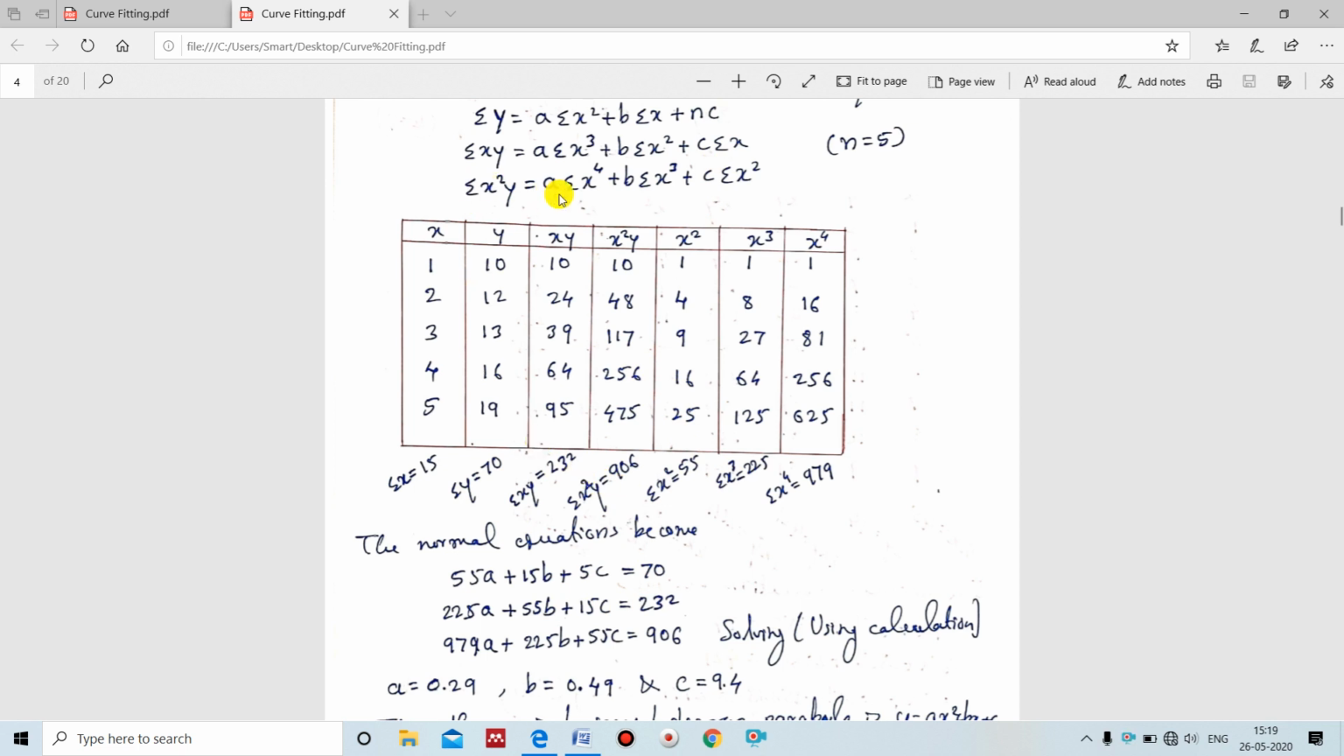Then the last normal equation: a into summation of x squared, that is 979, so 979 into a, plus summation of x cube into b, summation of x cube is 225, so 225 into b, plus c into summation of x square, which is 55, so 55 into c, equal to 906. So these are the normal equations, by substituting the sums, and n is equal to 5.